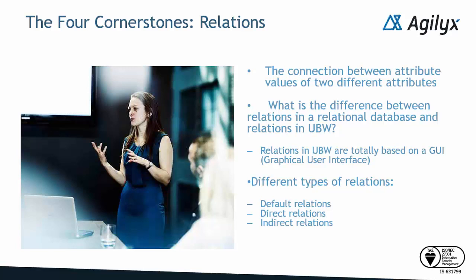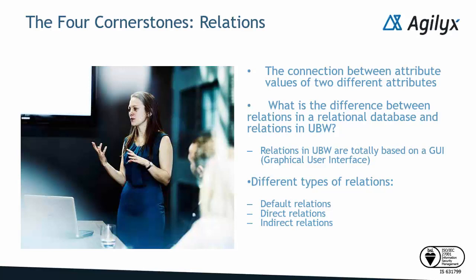Again, then we went through the attributes, and these are the relations. Relations are very important because we use them for reporting and everything. A relation is the connection between attribute values of 2 different attributes. It tells you the difference between relations in a relational database and relations in the application, because the application is just like a database, isn't it? But the relations help you to define and present the hierarchy in a more graphical, user-friendly way.